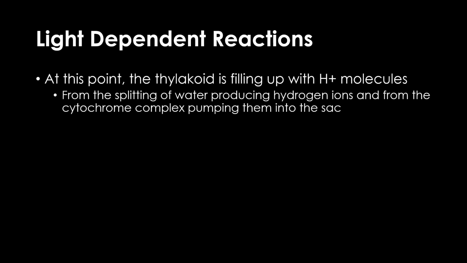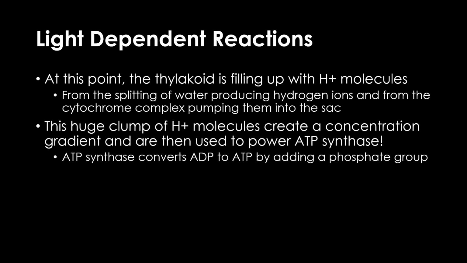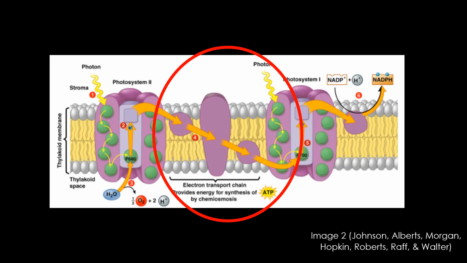At this point, the thylakoid is starting to really fill up with hydrogen ions. This is contributed both from the hydrogen pumping in at the cytochrome complex and the hydrogen formed from the splitting of water in Photosystem II. These hydrogen molecules are then used to power ATP synthase. ATP synthase, acting the same way as it did in cellular respiration, converts ADP to ATP by adding a phosphate group. In this image of the light-dependent reactions, the cytochrome complex is circled. Notice how the electrons that are moving across the electron transport chain are slowly decreasing in energy over time.